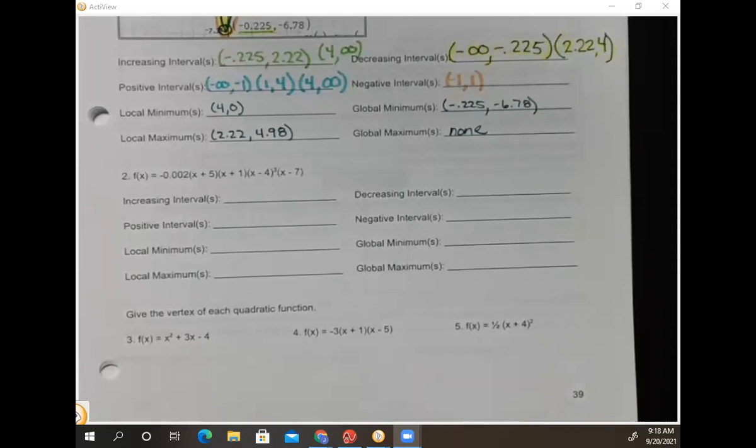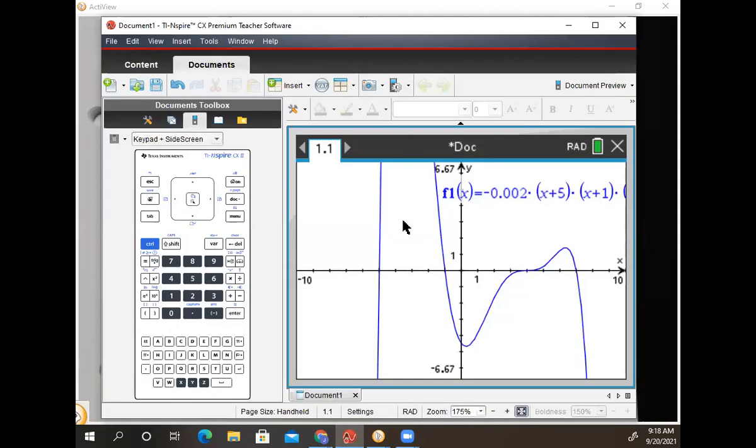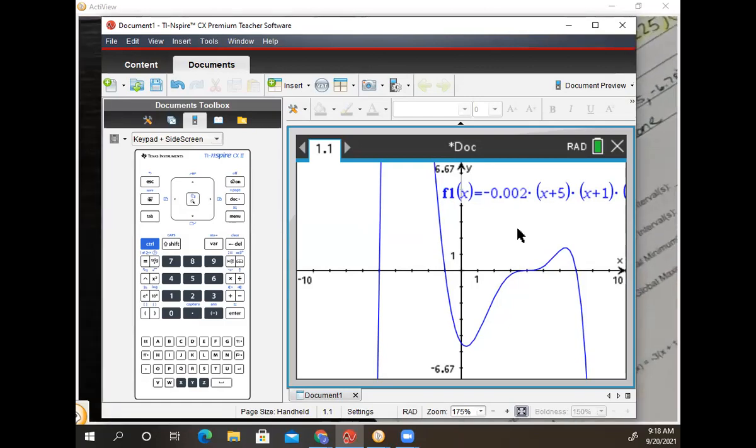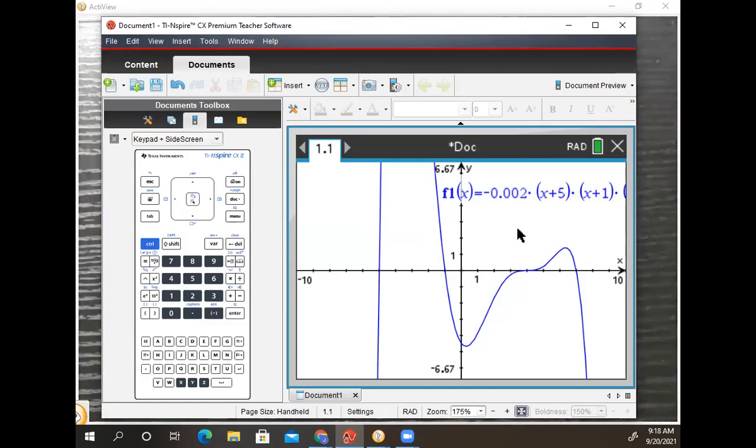We're going to look at all these same features. If you don't have your calculator today for whatever reason, just follow along. We're going to look at increasing versus decreasing, positive and negative, minimums and maximums.